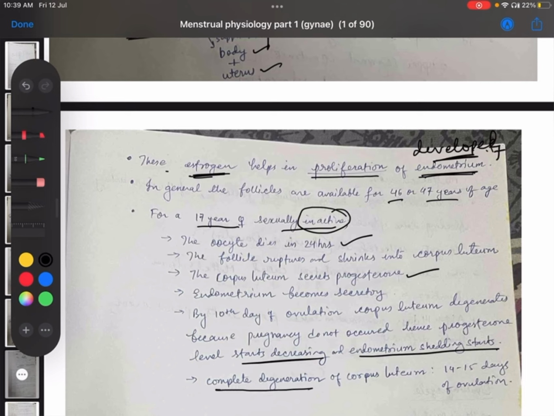Complete degeneration of the corpus luteum takes 14 to 15 days. By the 10th day of the ovulation, the corpus luteum starts degenerating, but it gets completed by day 14 to 15 of the ovulation. Of the ovulation, not the menstrual cycle, of the ovulation.